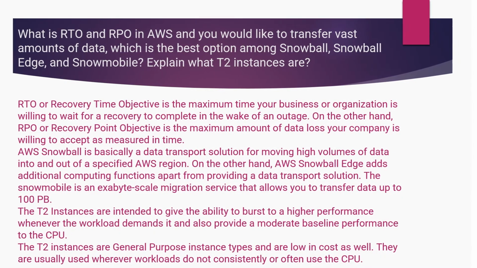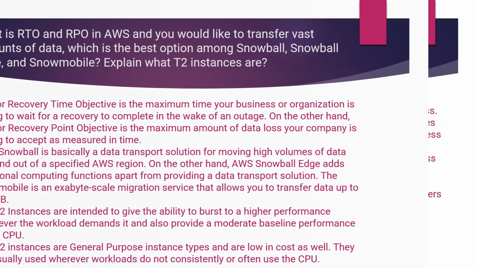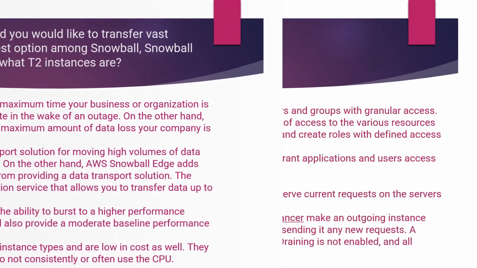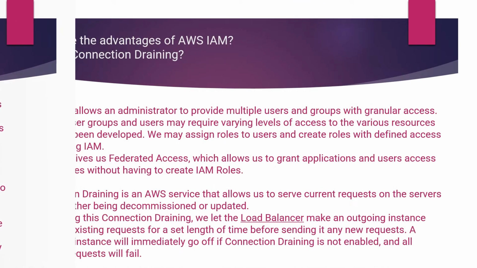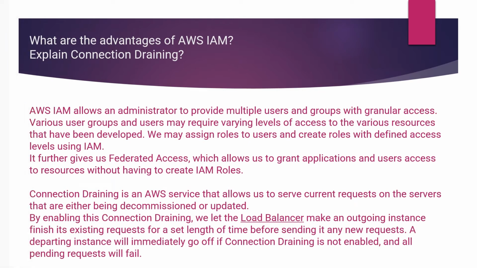48. If you would like to transfer vast amounts of data, which is the best option among Snowball, Snowball Edge, and Snowmobile? AWS Snowball is basically a data transport solution for moving high volumes of data into and out of a specified AWS region. On the other hand, AWS Snowball Edge adds additional computing functions apart from providing a data transport solution. The Snowmobile is an exabyte-scale migration service that allows you to transfer data up to 100 petabytes.